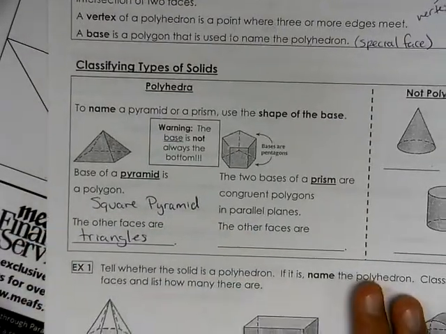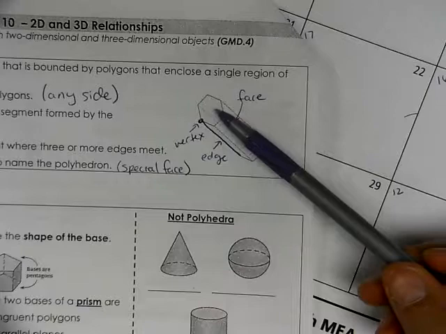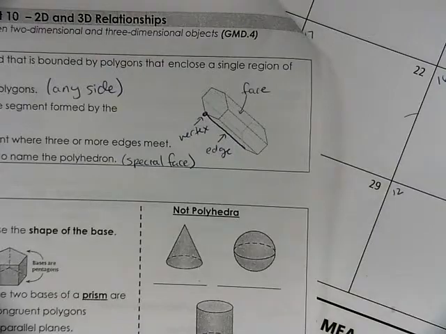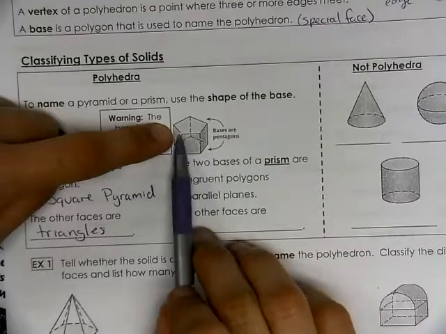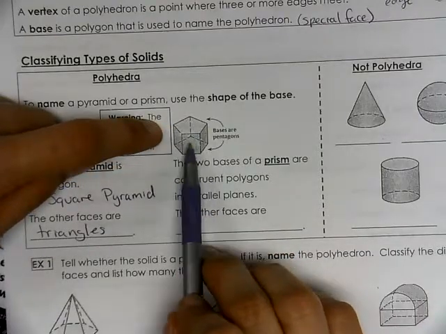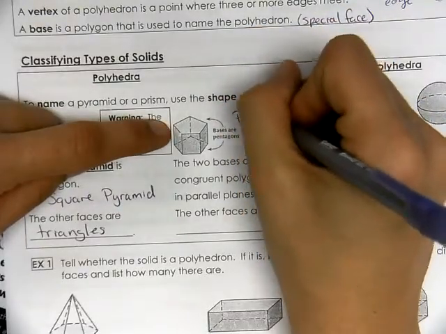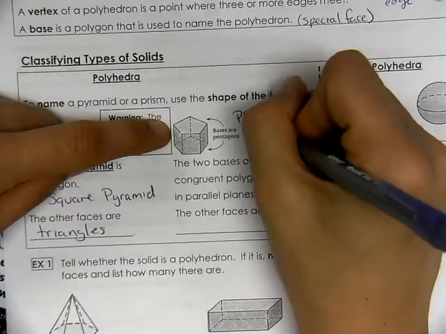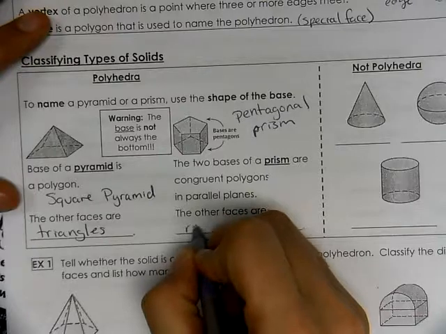Okay, just make a note, the base is not always the bottom. If I showed you this picture here, see, the bases are these two things. That's not necessarily the bottom. People always think base, bottom, but that's not necessarily true. This figure here, the bases are the pentagons. Do you see how there's only two pentagons that are the same? We call this a pentagonal prism. Okay, two bases of a prism are congruent polygons in parallel planes. The other faces are rectangles.